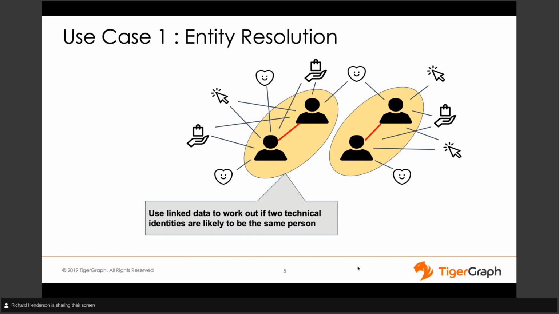But in graph world, effectively what you're looking for is how many shared points of information do we have between these two technical identities. And if there are a large number of shared points, then it's quite possible they're the same person. And so you just put a link between them, which is this big red bar. Similarly, as you can see, the two people who are linked on the left share a number of items, but they don't share so many items with the other people in the graph.